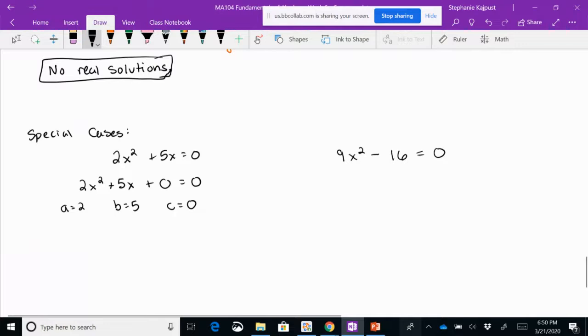For the 9x squared minus 16 equals 0, there's no middle term, you don't have an x term. So you can write that as plus 0x, and then you have your minus 16. So you can have 9x squared plus 0x minus 16 equals 0, so that you have your three things. And then if you use the quadratic formula, a is equal to 9, b is equal to 0, and c is equal to negative 16. So you can still do the quadratic formula. You're just going to have something equal to 0 in these cases.